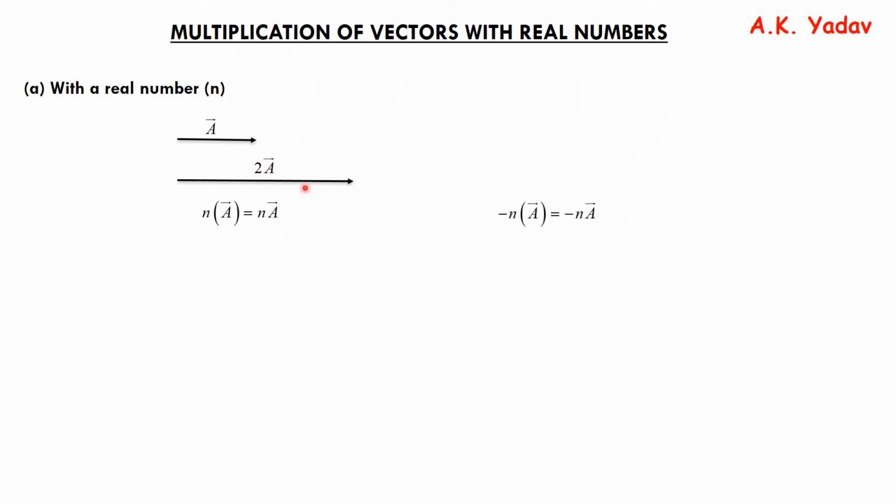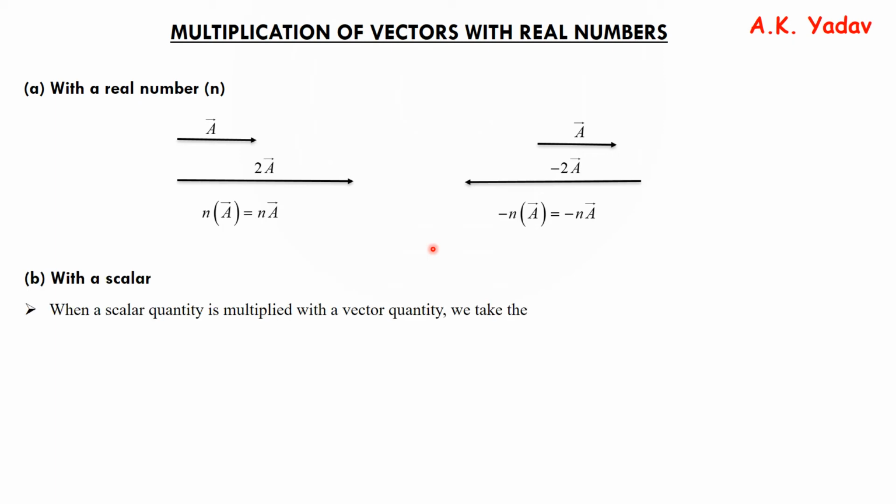Multiplication of vectors with real numbers. Let us multiply a vector with a real number n. When n is multiplied with vector A, we get n times vector A. If I have vector A and it is multiplied by 2, I get 2 times the magnitude, and the direction remains the same. Now if it is multiplied by minus n, then it will be minus n times. That means the direction changes, and the magnitude is multiplied accordingly.